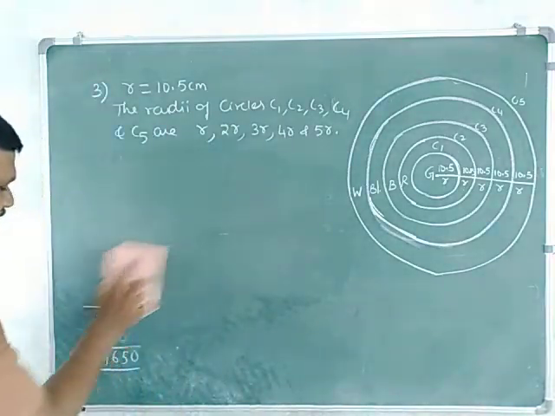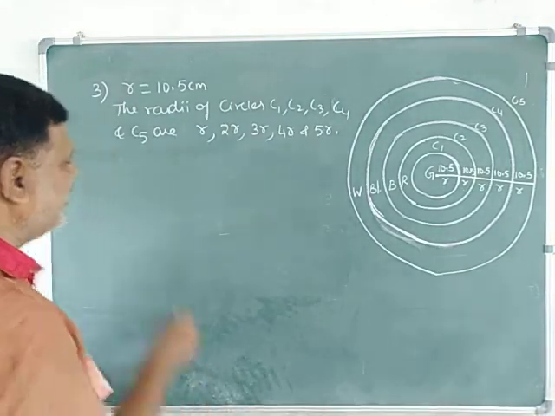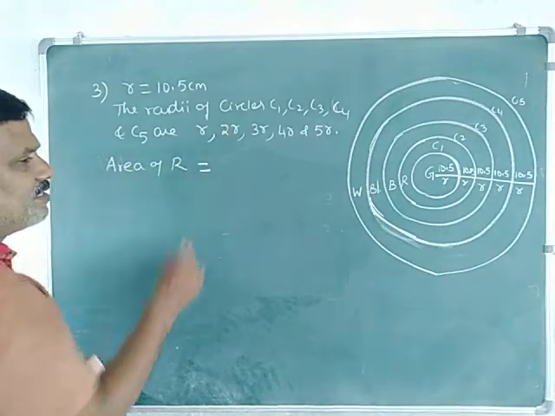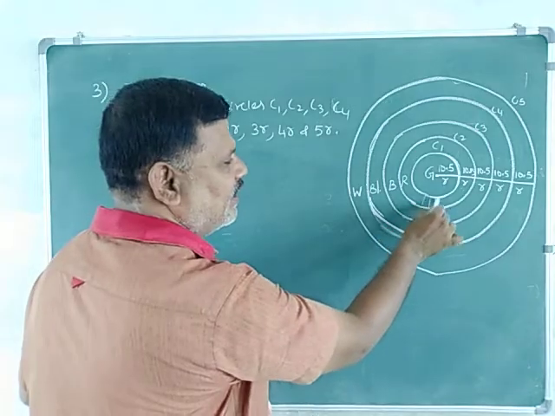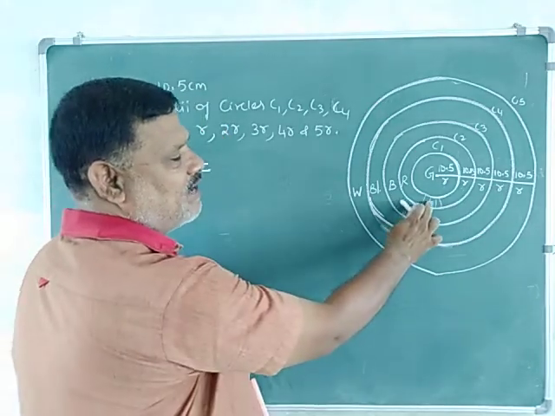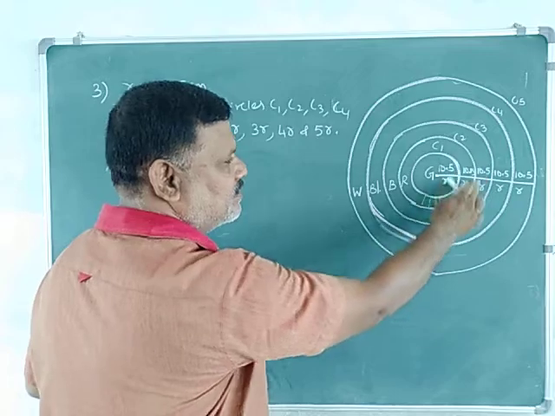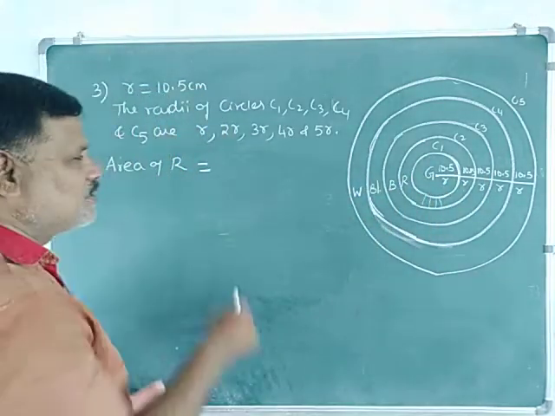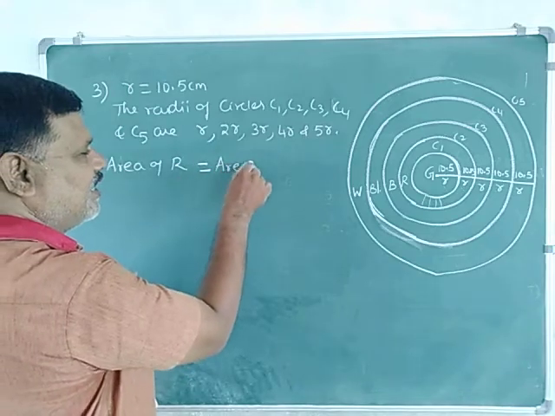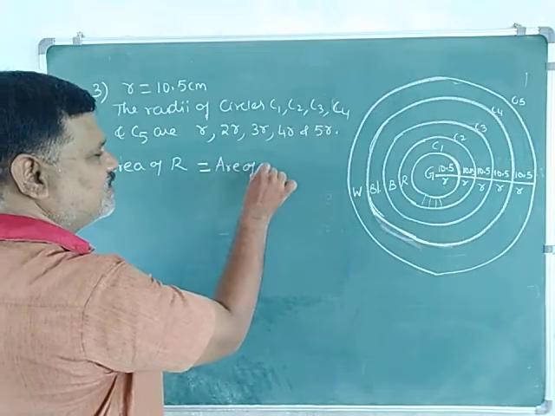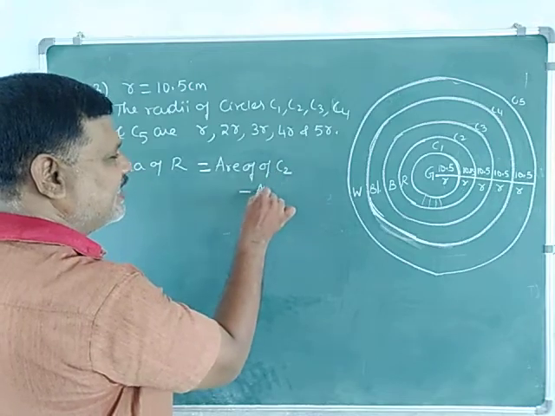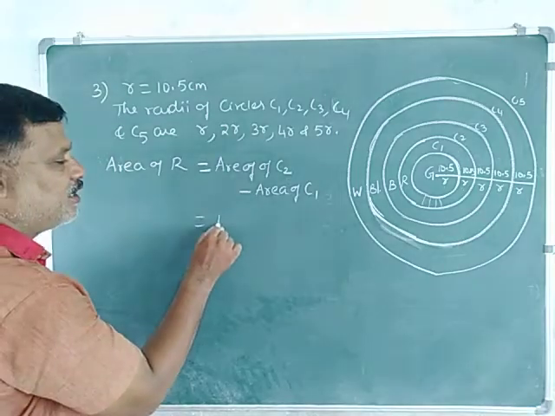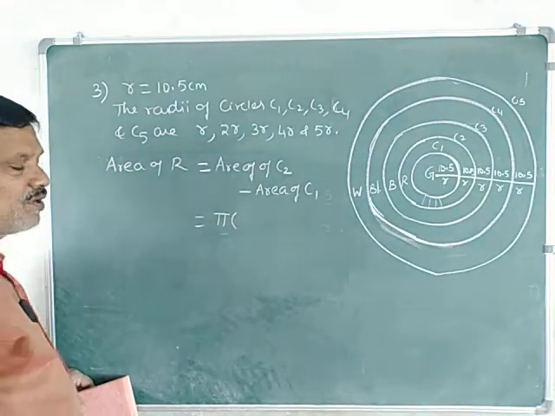What is the area of the next region? It is going to be the red region. Okay, so area of red region. This region's area will be the area of circle C2 minus the area of circle C1. So area of the red region is area of C2 minus area of C1.